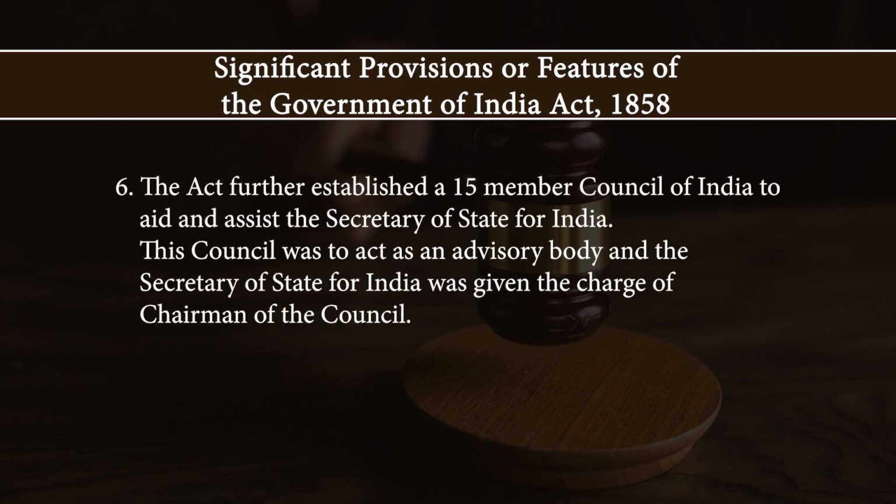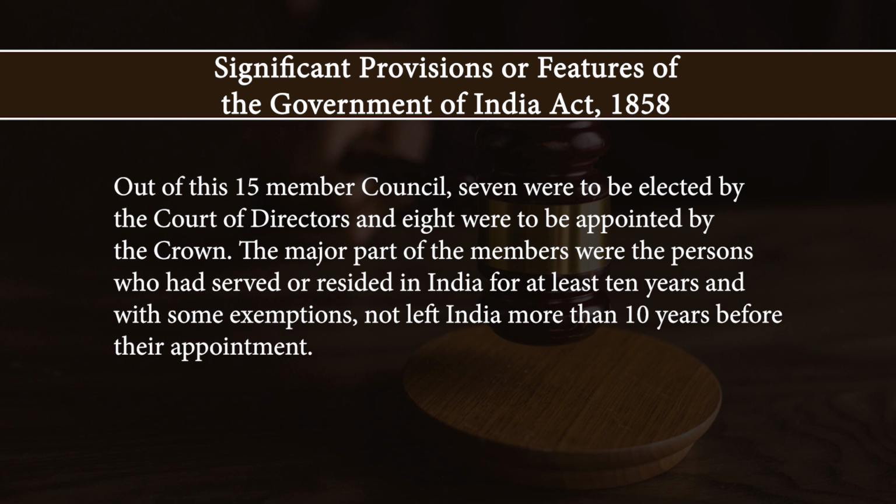Number 6. The Act further established a 15-member Council of India to aid and assist the Secretary of State for India. This council was to act as an advisory body, and the Secretary of State for India was given the charge of chairman of the council. Out of this 15-member council, 7 were to be elected by the Court of Directors and 8 were to be appointed by the Crown.